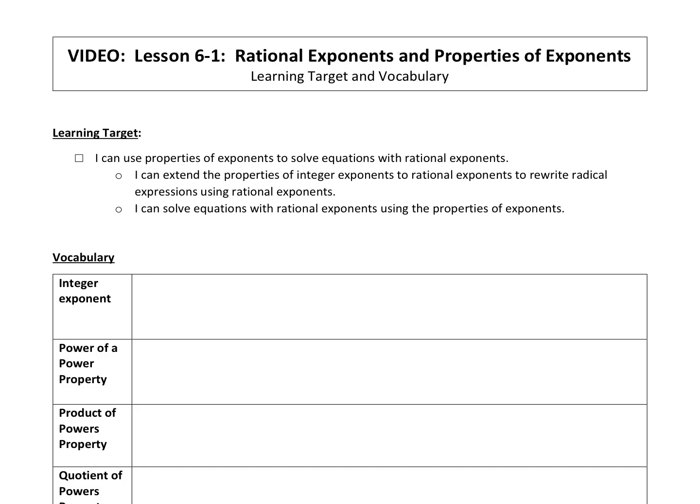Hello everybody, welcome to our new topic, topic 6. This first lesson, 6.1, is on rational exponents and properties of exponents.